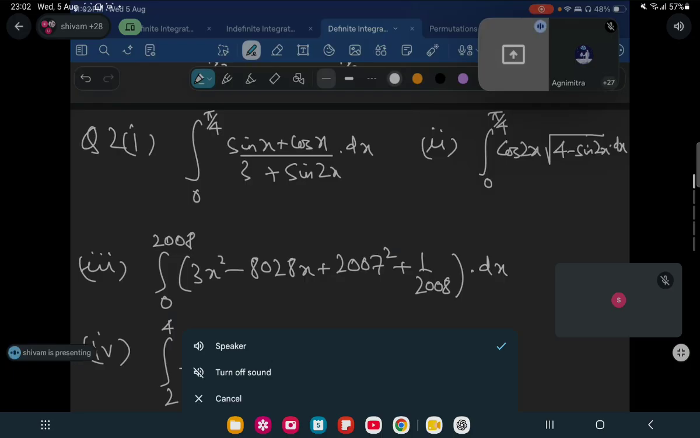Okay, part 5. Integral from 0 to 1 of sine inverse x upon root over 1 minus x square, dot dx. Okay, keep on solving, everyone. I'm coming in 5 minutes.